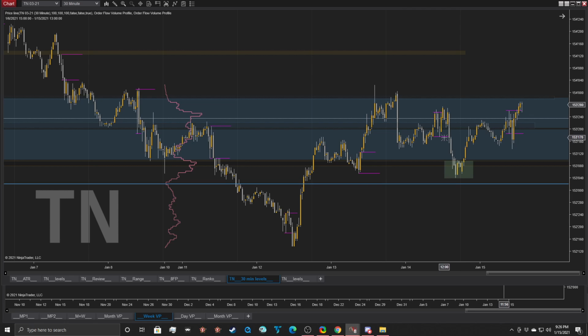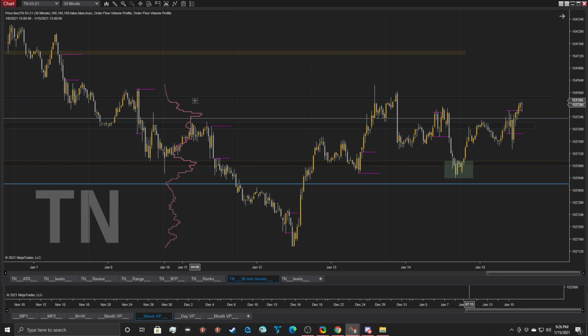So hopefully this is somewhat illuminating and gives you an idea of how I read rotational context and how I see value being developed from a feature in the profile.